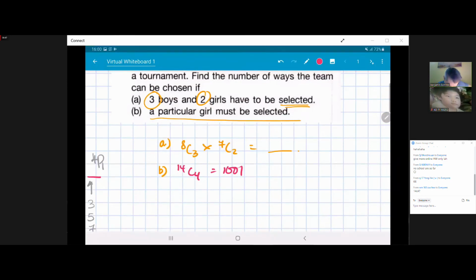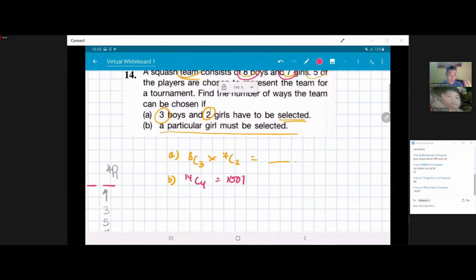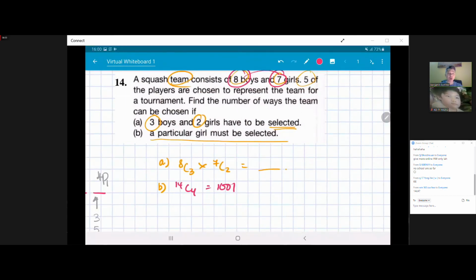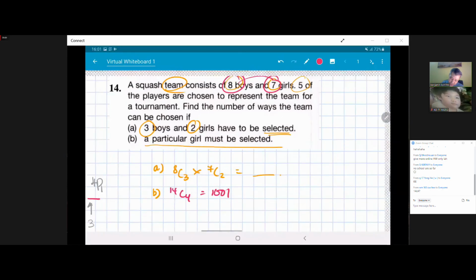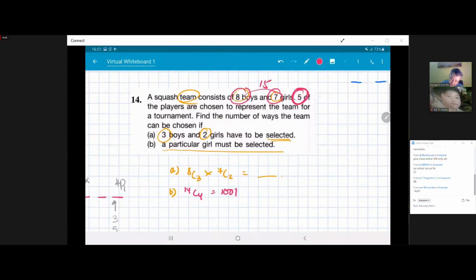Can you understand? Boleh faham tak? Answer is 1001. I repeat. No, Li Ting, open your eyes. Why 4? Why 4? Because one team got 5 people. But it says here a girl, one girl. A girl already selected. If one girl selected, that means I still need to select 4 more people, correct or not? Yongsin, understand? That means I need to select 4 more people. And these 4 people must be selected from the 14 people.